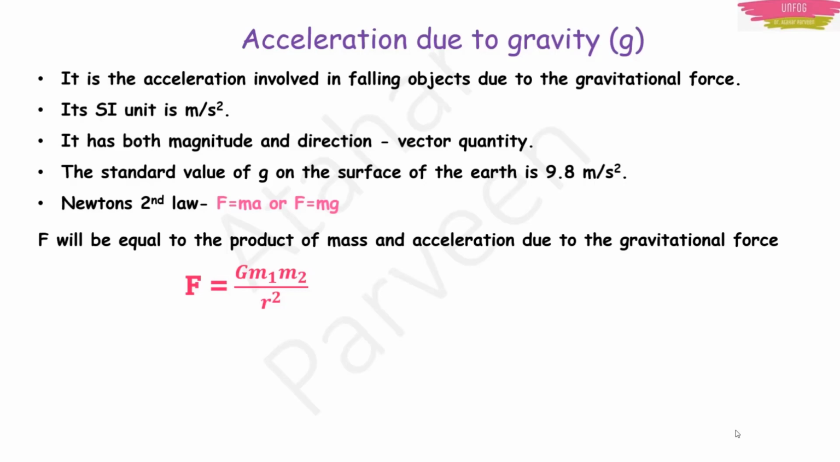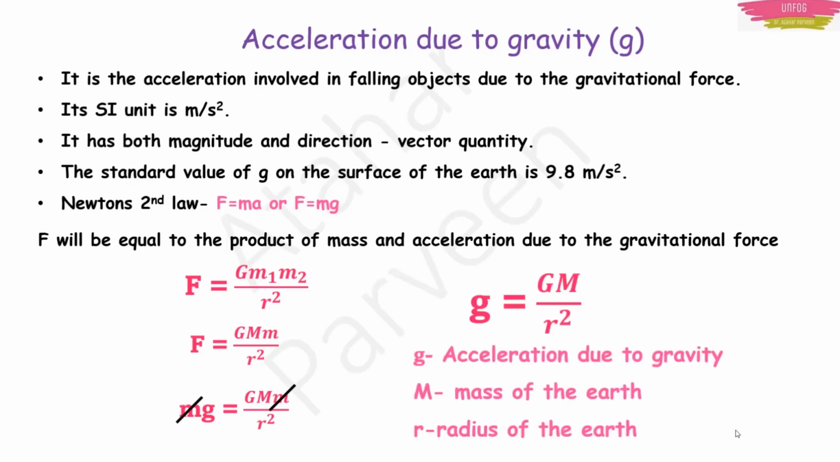Now I have two equations, right? One is F is equal to mg and the other is F is equal to G into m1 into m2 upon r square. I can also write this G into m1 into m2 upon r square simply as G into capital M small m by r square, right? Now on the left hand side I can write F as mg. Now this small m I can cancel so that I get the value of g, the acceleration due to gravity, is equal to G into capital M upon r square. If I am talking about earth, then small g is the acceleration due to gravity of the earth, capital M is the mass of the earth and r is the radius of the earth.